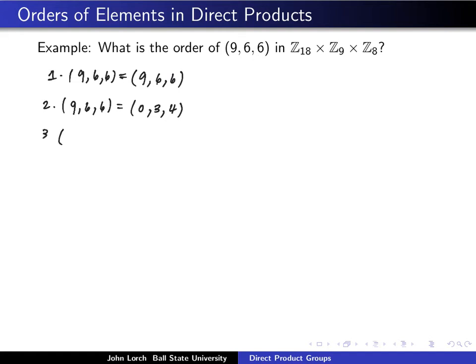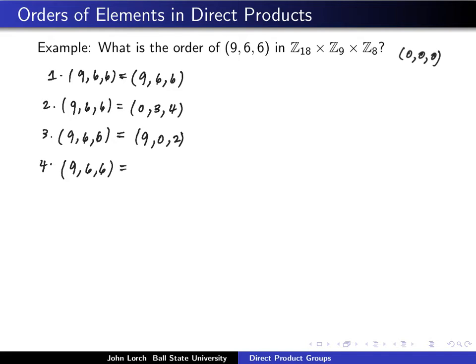So now we keep going. And you might be wondering, well, what are we shooting for? Well, remember that the identity in this group is (0, 0, 0). And so I'm looking for the first multiple that gives us (0, 0, 0). So 3 times (9, 6, 6). So that means that we take (0, 3, 4), and we add (9, 6, 6). 6 and 3 is 9, which is 0 inside of Z9. 6 and 4 is 10, which is 2 inside of Z8. So we keep going like this, and you might be wondering, well, when is this ever going to stop?